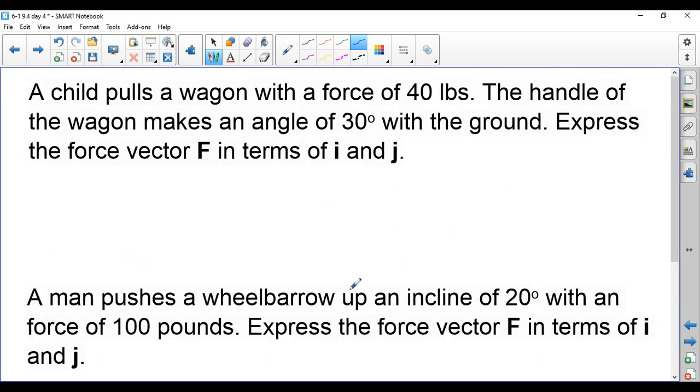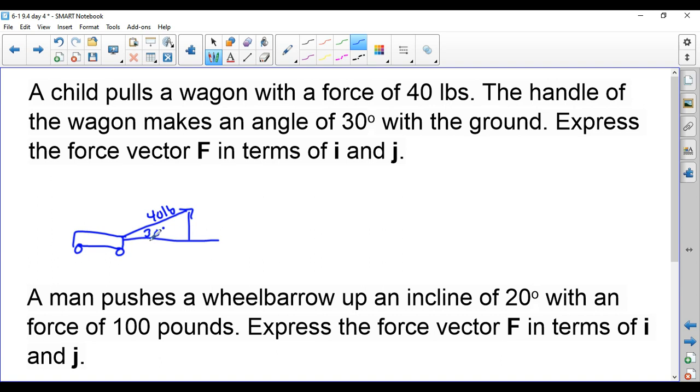The last examples get us a little bit closer to how some of this looks in physics. Here we have a child pulling a wagon with a force of 40 pounds. When a child pulls a wagon, they don't pull it straight in along the ground. They don't crawl in front of it. They pull it on the handle. So this child is pulling it at an angle of 30 degrees with the ground. So the 40 pounds of force is not all going in the direction of the motion of the wagon. By breaking it into its components, we can see how much of that force is going in the direction of motion and how much of it is pulling upward. That would eliminate things like friction.